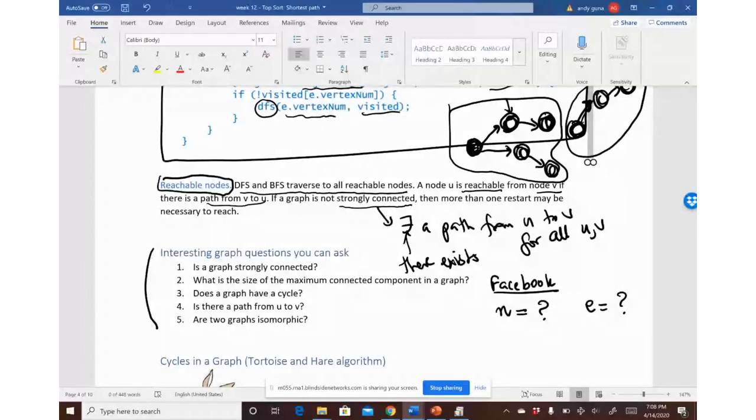Okay, it says N is the number of users, E is the number of friends, the number of edges, right? So the edge is a friendship. Okay, is Facebook directed or undirected? Facebook is undirected, because that means if A is a friend of B, then B is also a friend of A.